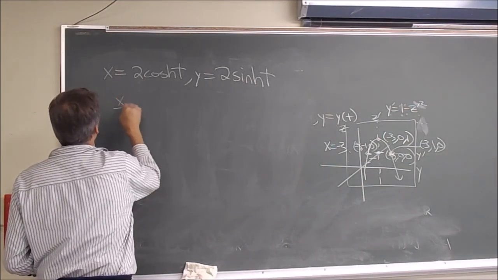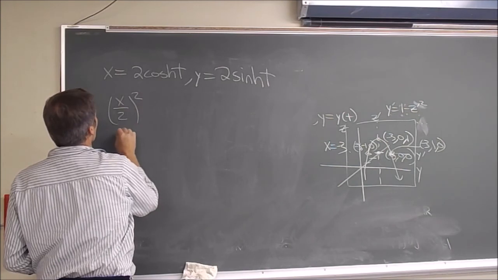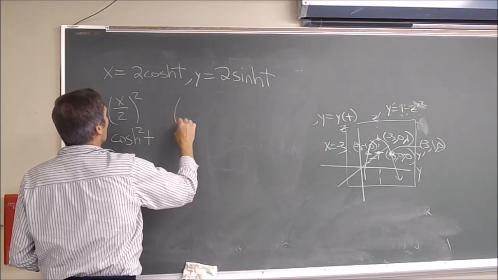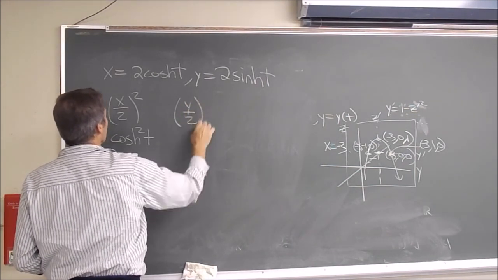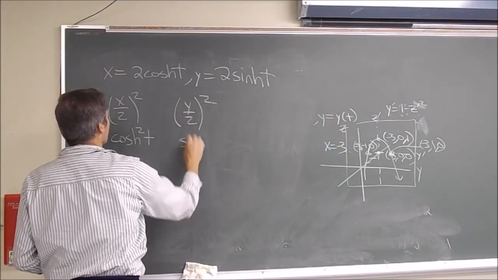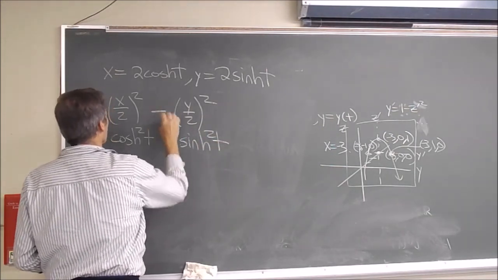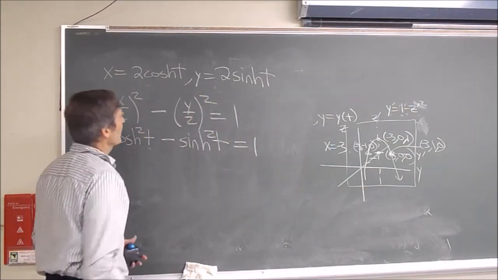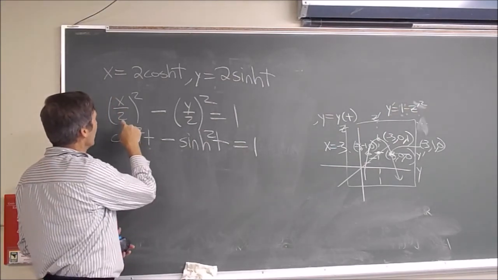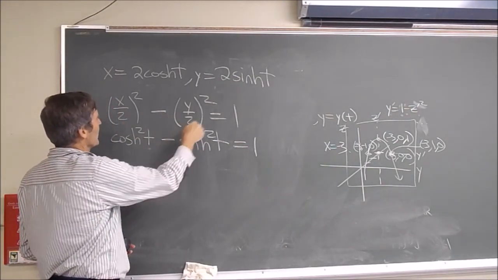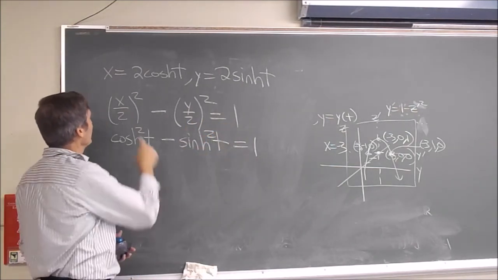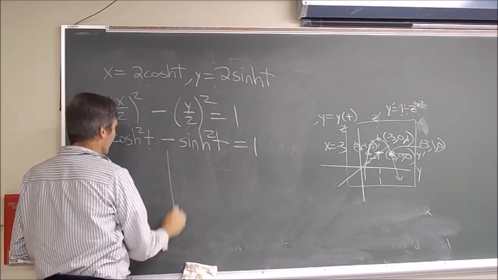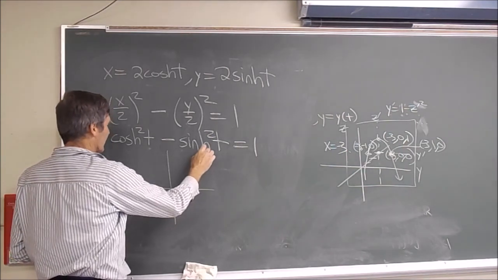We notice that x over 2 squared is cosh squared t. We notice that y over 2 is sinh t, so y over 2 squared is sinh squared. And if we subtract these, we remember that cosh squared minus sinh squared is 1. We notice that all the points on this curve satisfy x over 2 squared minus y over 2 squared equals 1. This is a hyperbola with a and b equal to 2. And so what you have is this kind of a curve.